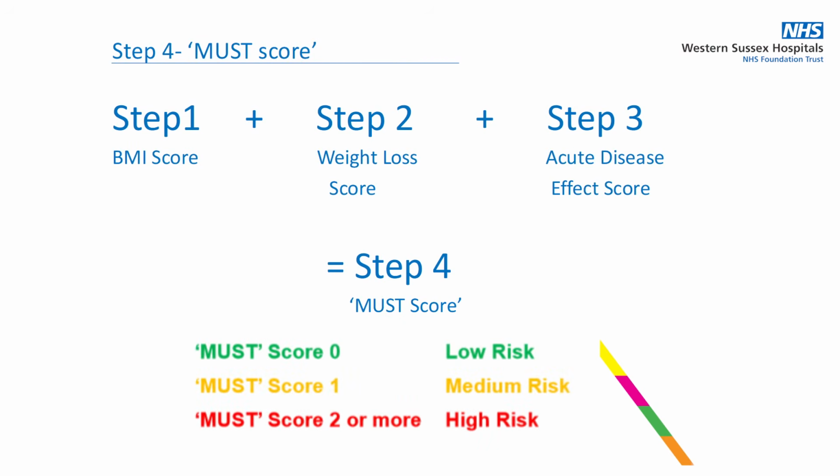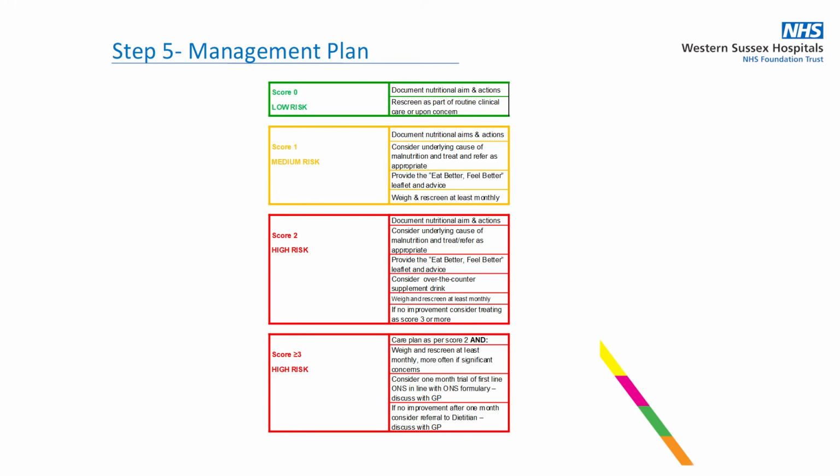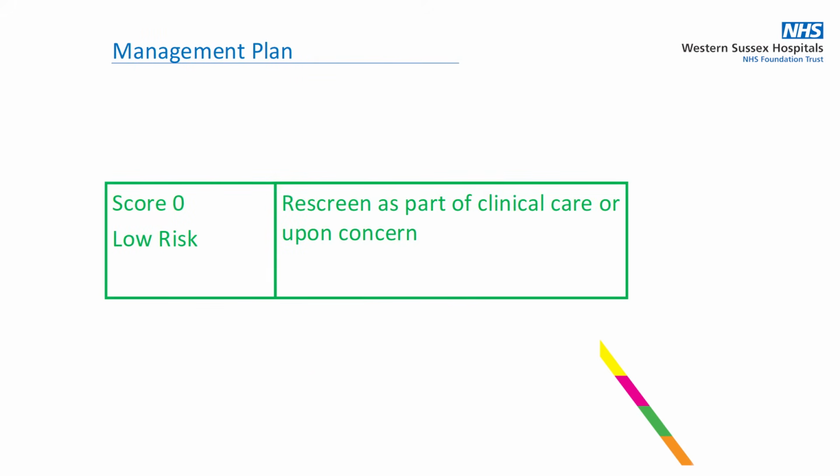Step 4. Calculating the MUST score. Add the scores together to calculate the overall MUST score and the overall risk of malnutrition. Step 5. Management plan. If the score is 0, this patient is at low risk of malnutrition. Rescreen as part of your clinical care or upon concern.